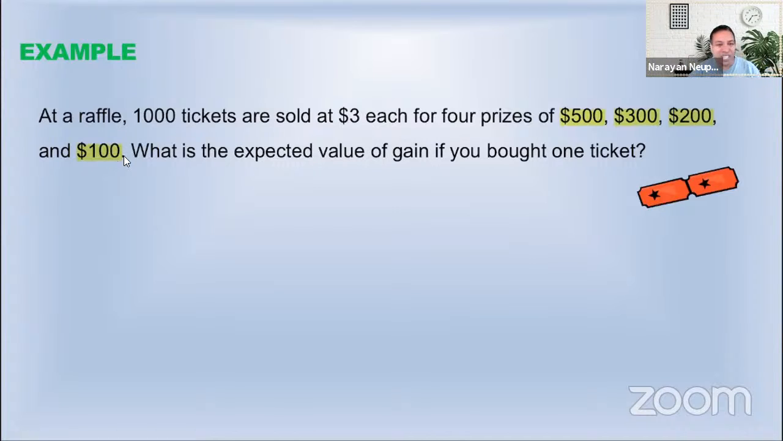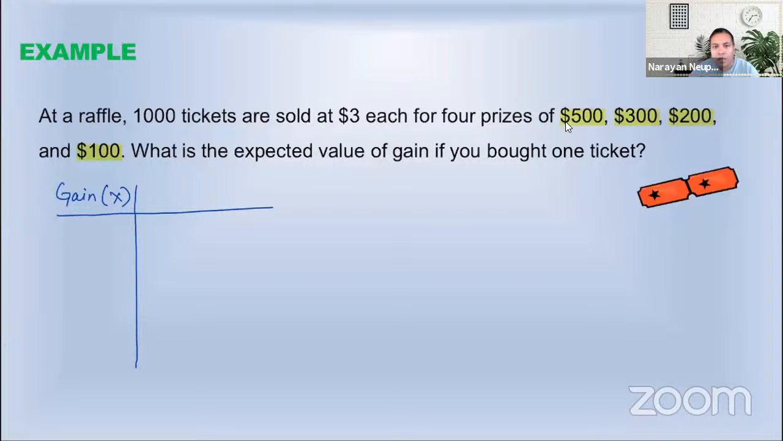Okay. Now the question is, what is the expected gain if you buy one ticket? So what you are doing is you bought one ticket and you are looking for the gain. You want to gain something from this. So let's see if that is possible. So here you can see that the random variable x is the gain. So gain is the x.